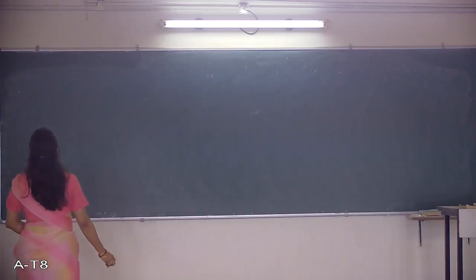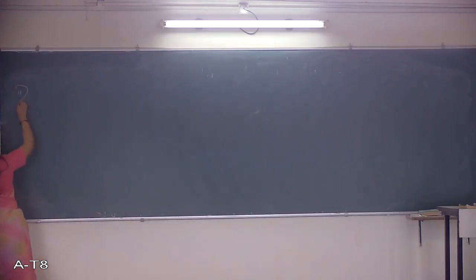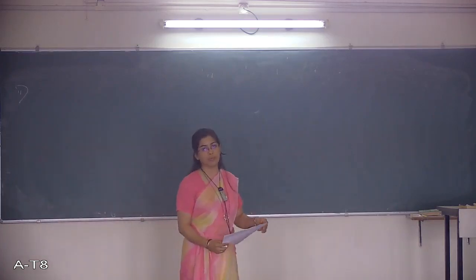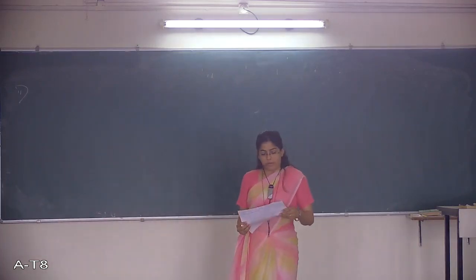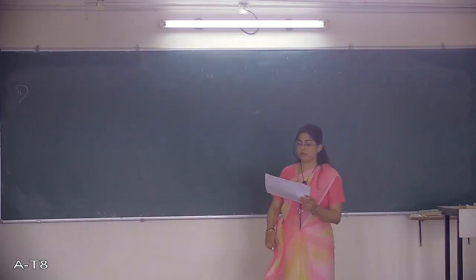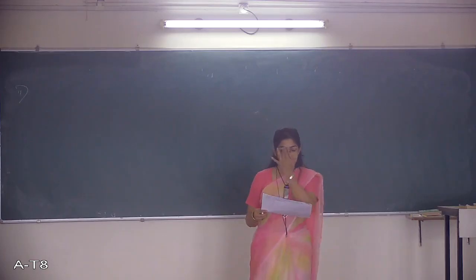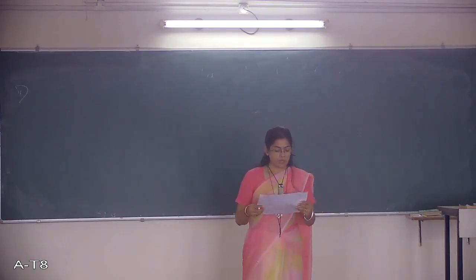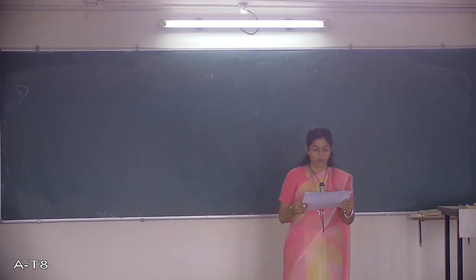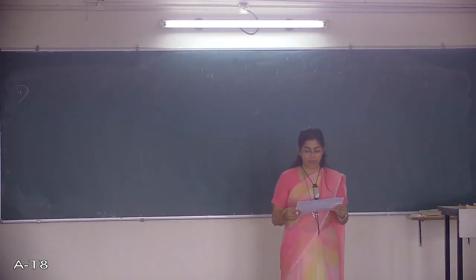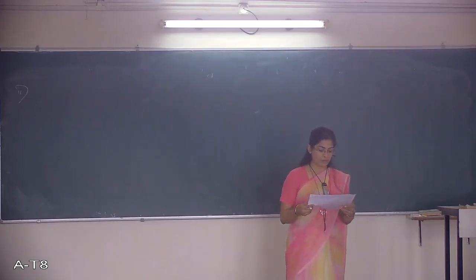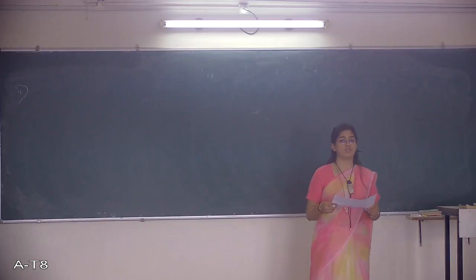So the first problem is as follows. I'll just read the problem statement and then start solving the problem. A regular pentagonal prism of base edge 30 mm and axis 60 mm is mounted centrally over a cylindrical block of 80 mm diameter and 25 mm thick. Draw the isometric projections of the combined solid.